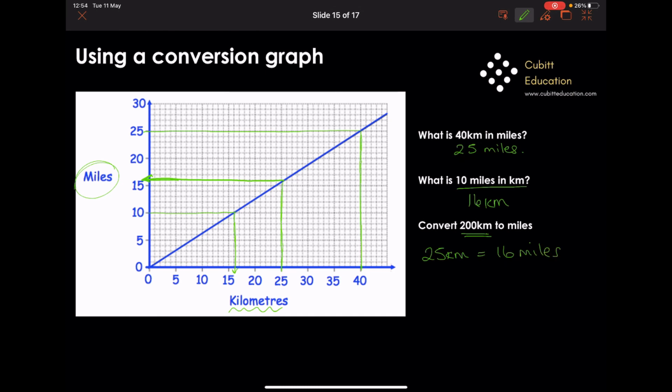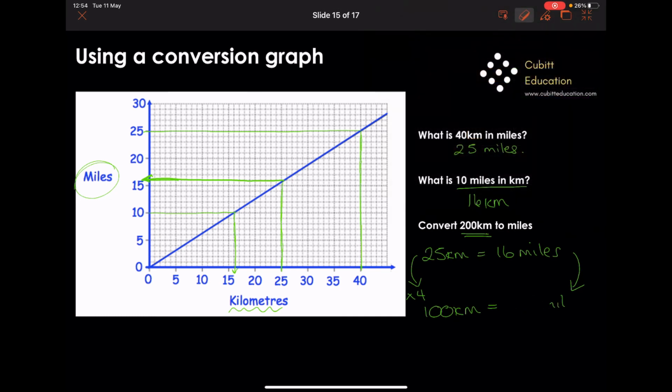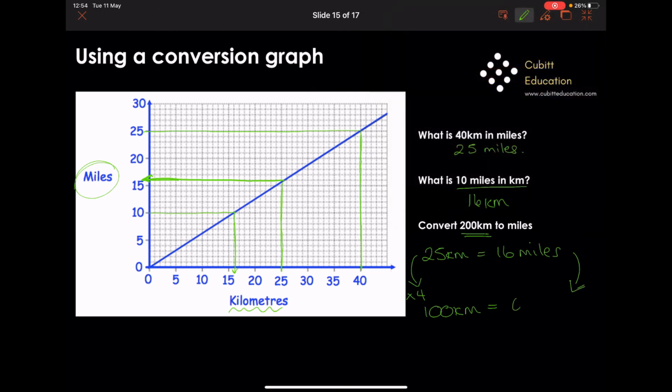Now, I'm going to times that by 4, because that will give me 100 kilometres. So if I times this by 4, it gives me, sorry, 64 miles. And then if I times it by 2, that'll give me the 200 kilometres I need. If I times this by 2, it gives me 128 miles.